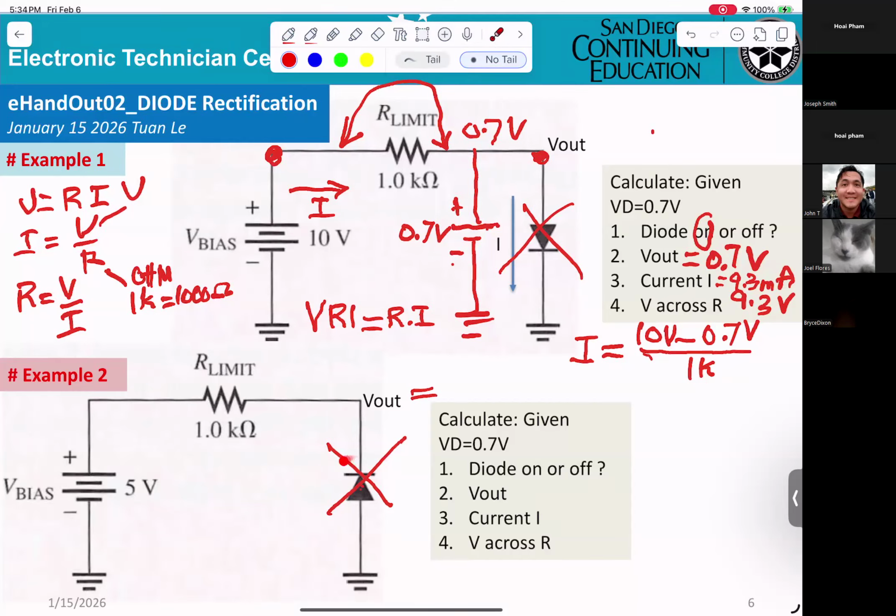If you don't have a diode here, what do we have? 5 volts. Correct? Correct. Vout will be equal to 5 volts. No diode.